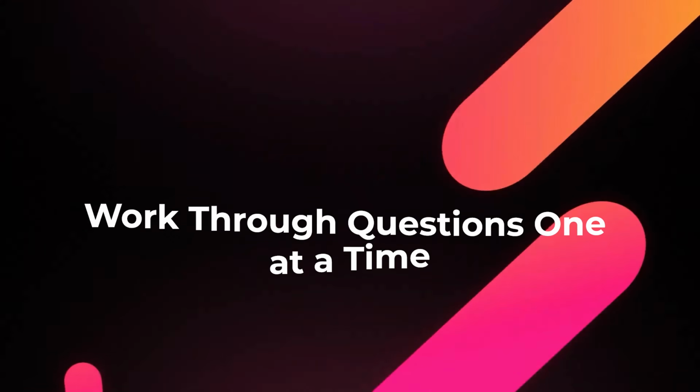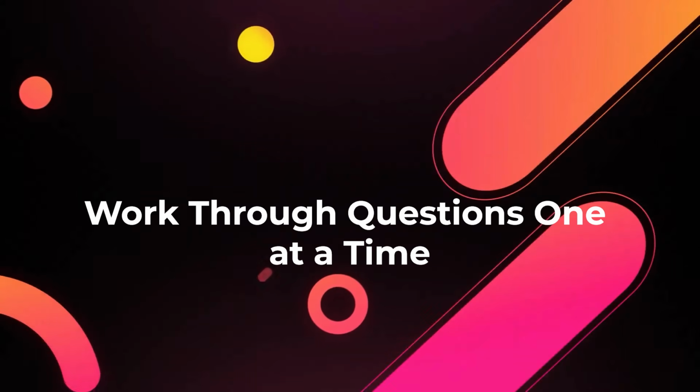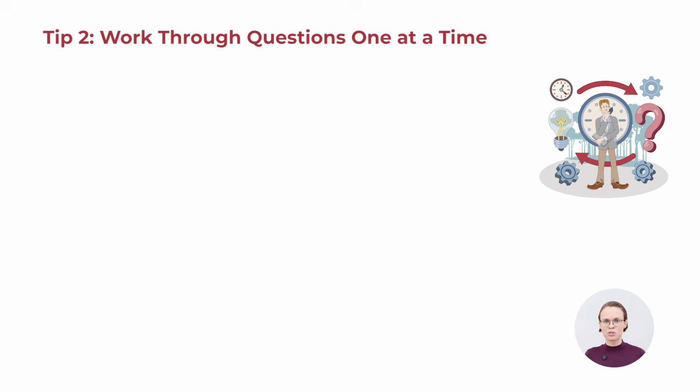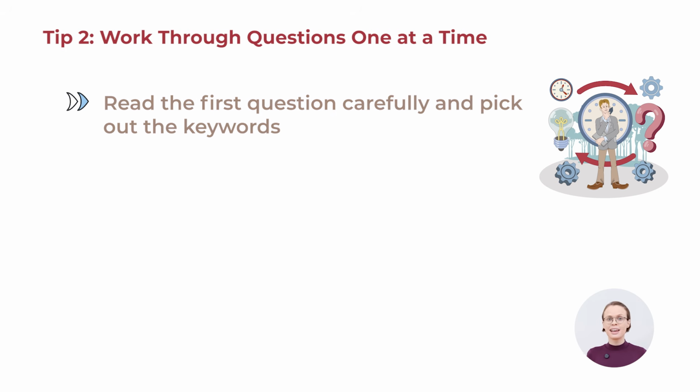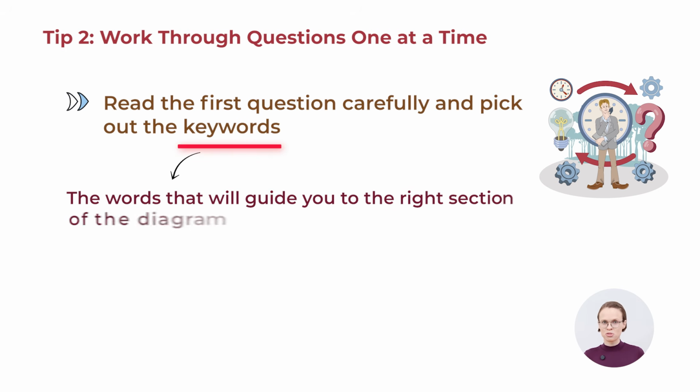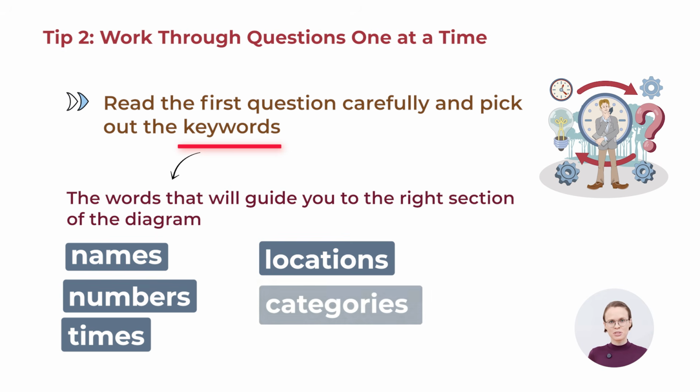The second tip is to tackle each question individually using a focused, targeted approach. Don't try to hold multiple questions in your head at once. Here's how it works. Read the first question carefully and pick out the keywords. Keywords are the words that will guide you to the right section of the diagram. Look for specific names, numbers, times, locations, or categories that are unlikely to be paraphrased in the diagram. This helps you find the information fast.